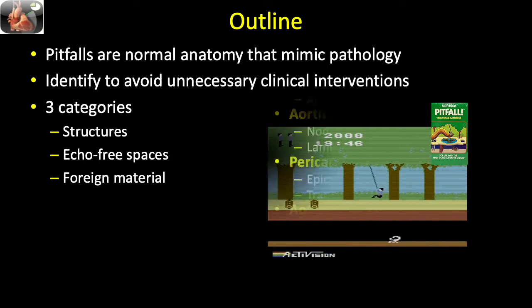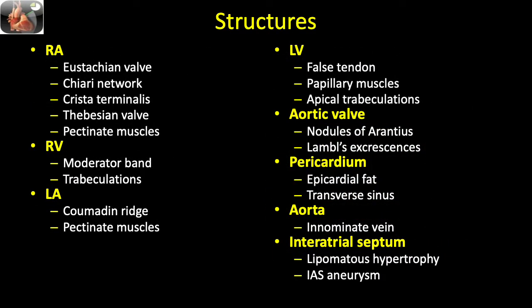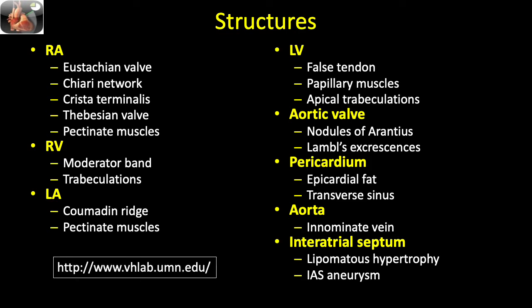Question 6. This is all about understanding and identifying anatomy and remnants of different heart structures in the right atrium, right ventricle, left atrium, left ventricle, aortic valve, pericardium, aorta, and interatrial septum. We will be using clips from this website to illustrate these structures.